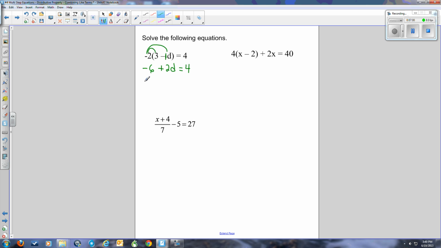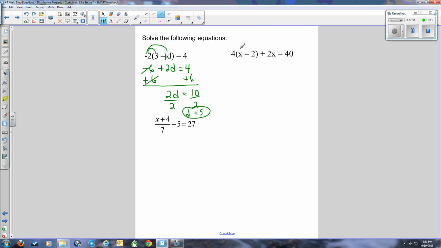Now we want to get d alone. We have to do our addition and subtraction first. So we're going to add 6 to each side. The 6's cancel, and we have 2d equals 10. We want to get d alone, so we're going to have to divide each side by 2. So d is 5. So that ends up being our answer here.